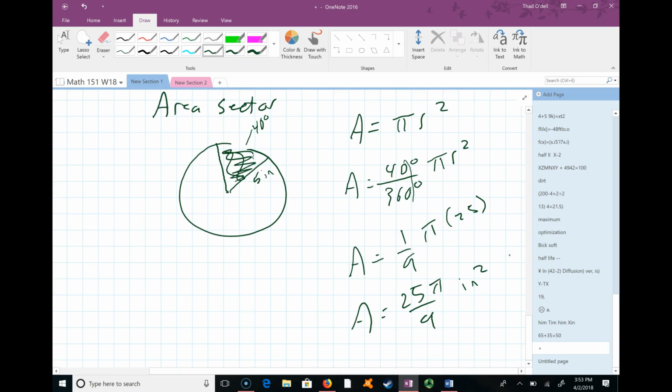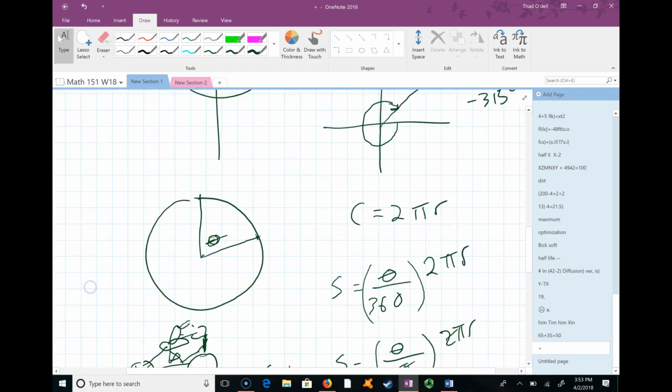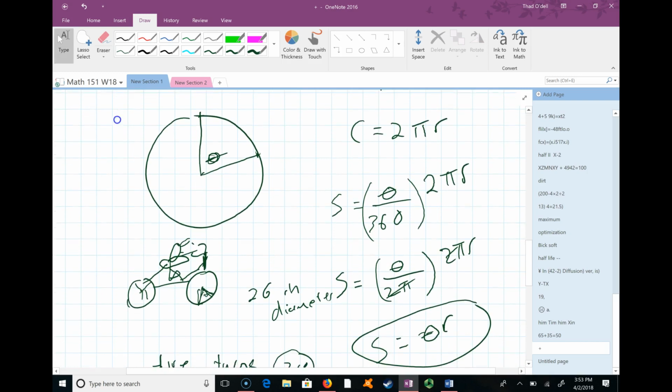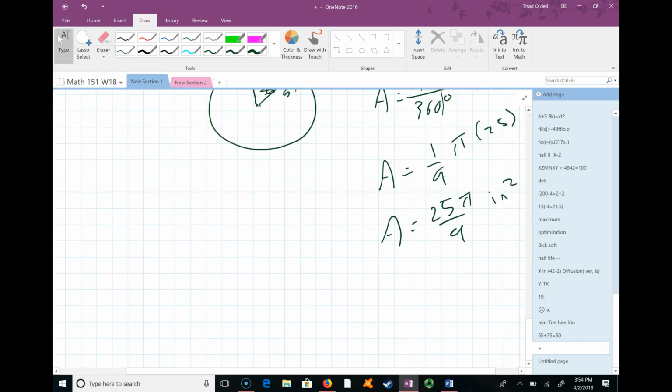Okay, so that's a little rundown on finding area of a sector, arc length, and also just the idea of coterminal angles and what a negative angle means versus a positive angle. All right, you should be at this point ready to tackle homework 1 if you've watched both videos.